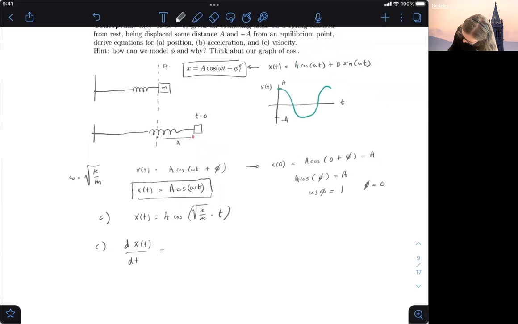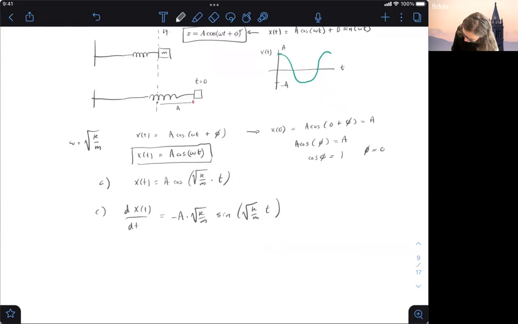So we're going to end up with a times square root of k over m, because we're doing the chain rule, negative, and then sine of square root of k over m. We could have solved this symbolically first and then plugged it in after, and that might be easier sometimes, but I just kind of want to show what's going on here. So that's our expression for velocity with respect to time. We did the chain rule derivative, so derivative of the outside first, and then multiply by the derivative of the inside. Okay, B, C, and then let's do B.